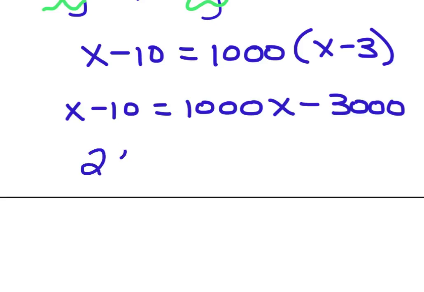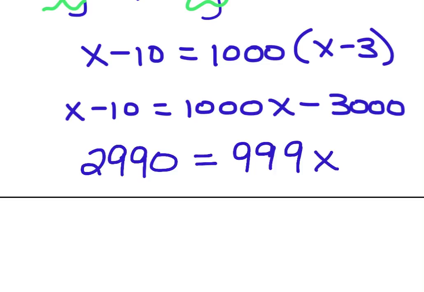And then I'm going to subtract x from both sides and add 3,000 to both sides, and I end up on the left with 2,990 equals 999x. And then divide 2,990 divided by 999, and you'll get x equals 2.99.